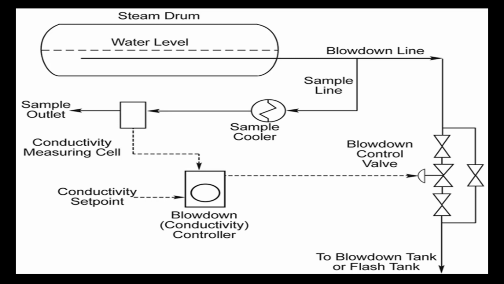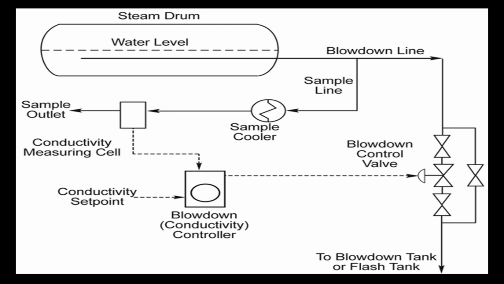Now, where the conductivity comes from is down via our sample line, where a sample line is tapped off of our blowdown line, passes through a sample cooler, which will typically cool it down to a temperature of approximately 24 degrees C, and it will then pass through a conductivity measuring cell, which is basically just a conductivity sensor. The output from that conductivity sensor is going to go via a transmitter and go into our blowdown controller.